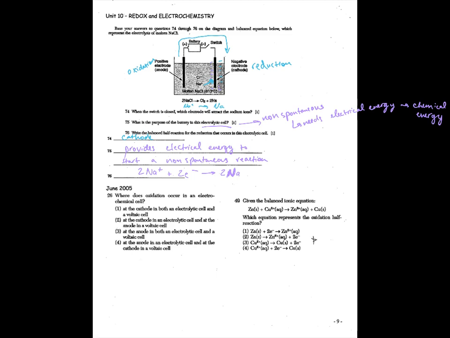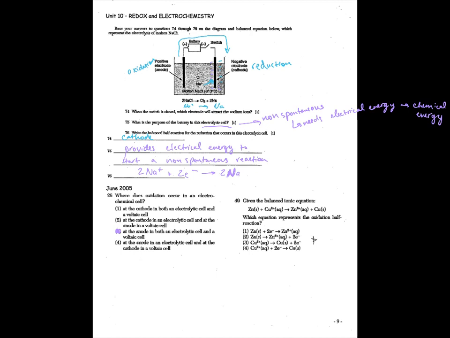Number 26. Where does oxidation occur in an electrochemical cell? Anox, so it's at the anode in both cells. So that's what's in common with both voltaic and electrolytic, is that anodes, it's anox and red cat, all right? Anode oxidation, reduction at the cathode, and it's the same for both.